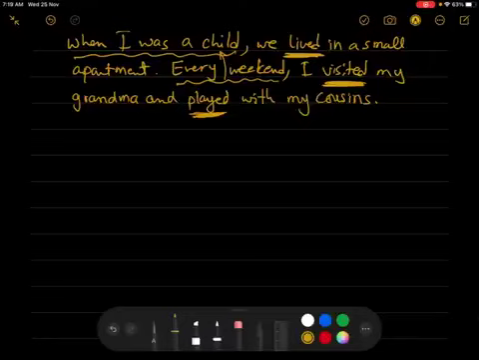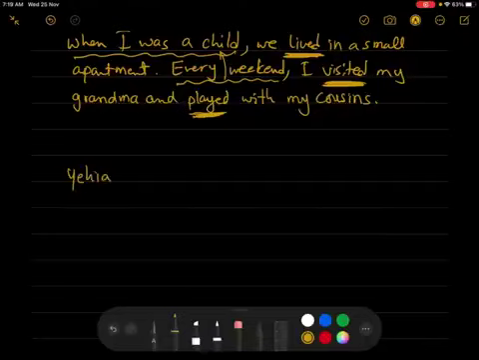Okay, also we use the past simple in order to talk about things that are still true in the present with a focus on past situation. Again, we use past simple in order to talk about things that are still true in the present, but we have a focus on a past situation.